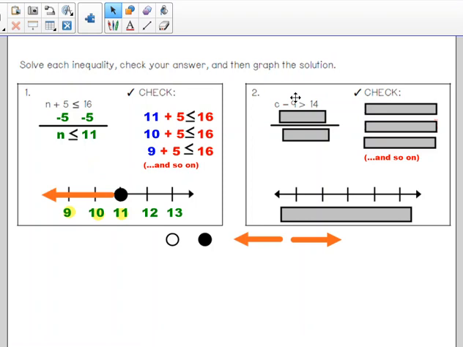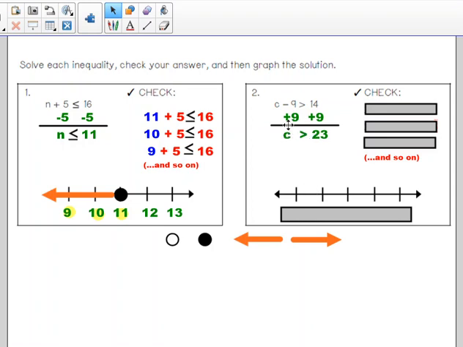c minus 9 is greater than 14. So if I want to get my variable by itself, look at what's happening to the variable. We're subtracting 9. So we want to get rid of that. What's the opposite of subtracting 9? Well, we want to add 9 to both sides. Again, you have to do it to both sides. Think of this as a little line right here. You want to do it on the left side of that symbol and on the right side of that symbol. So these would cancel out, and you're left with c is greater than 23.